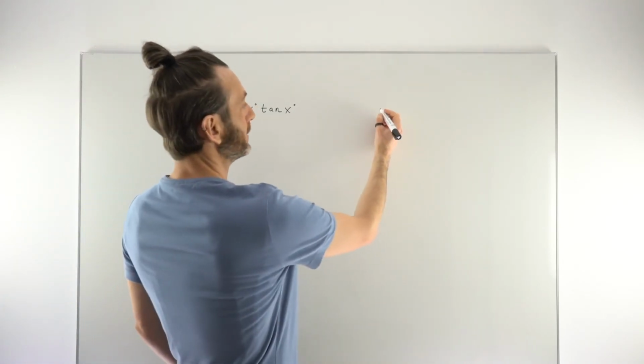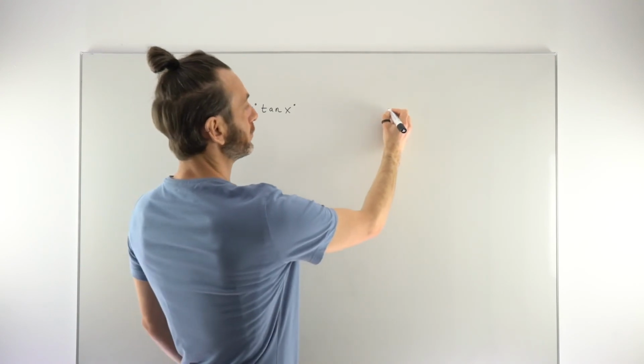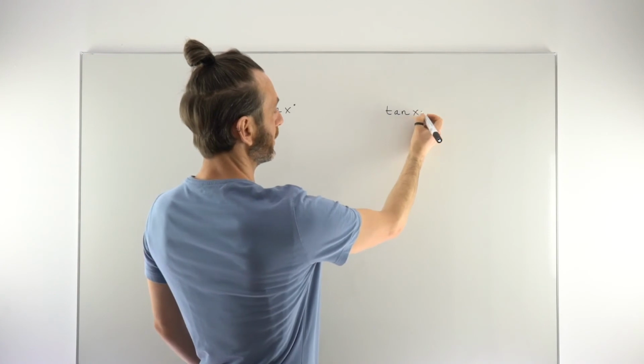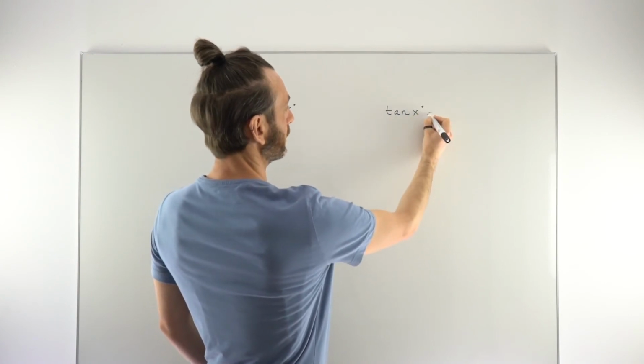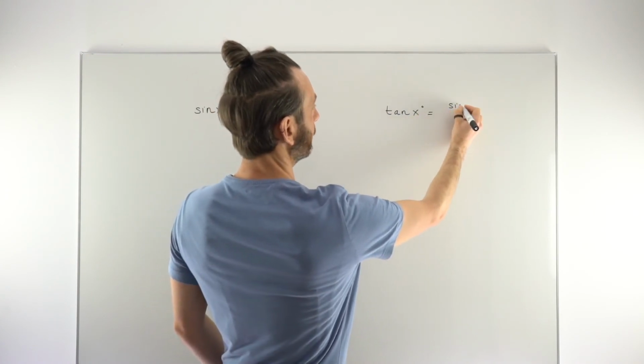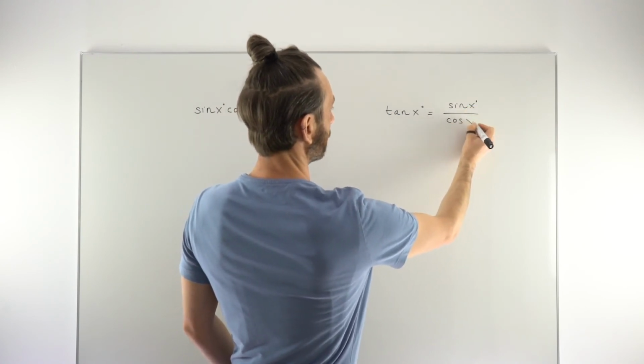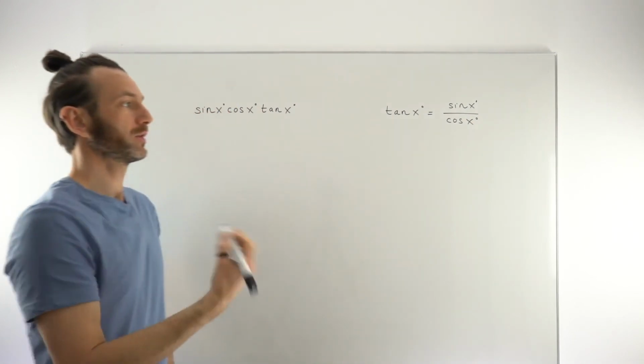To be able to unpack these, you need to know a couple of formulas, and these are not on the formula sheet. You just need to commit them to memory. So the one we're going to need in this question is that tan x is equal to sine x over cos x. So sine divided by cos basically gives you tan. Just need to know that one.